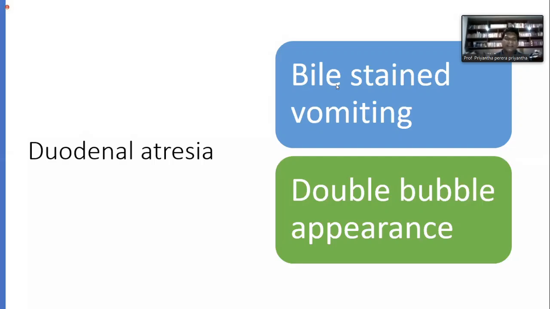So if we have a child with bile-stained vomiting, we have to think of 2 conditions. One is necrotizing enterocolitis. The other is distal bowel obstruction, that is, below the opening of the bile duct, right?